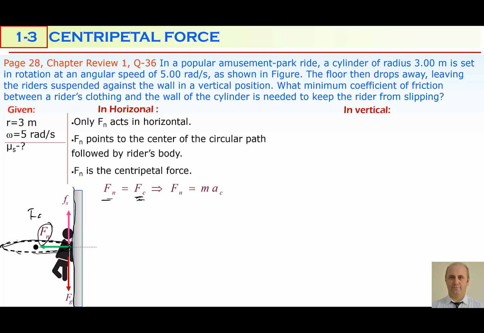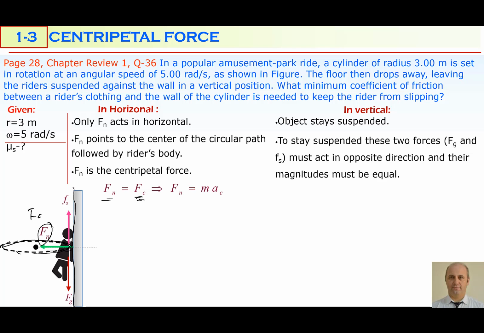But in vertical, this body stays suspended. If the body stays suspended, because Fg and Fs must cancel, their magnitudes must be equal. So I'm going to write Fs, static friction force, which is upward, must be equal to Fg, gravitational force, which is downward. Then write the equivalent of Fs and Fg. Fs is equal to μs times Fn, and Fg is equal to m times g. Now we are going to insert this Fn into that because they are the same thing. They are defining the same Fn. I am going to write the equivalent of Fn.